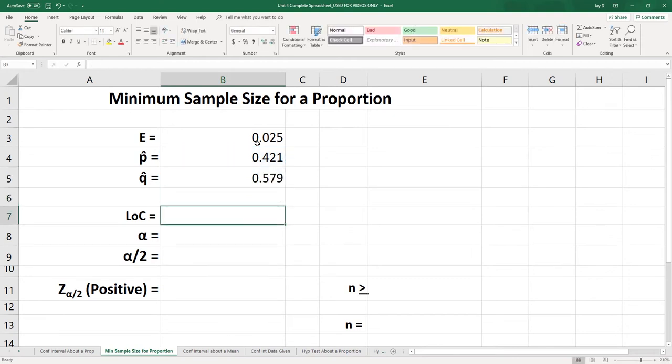My level of confidence, 0.92. My alpha value is 1 minus my level of confidence as a decimal. So that's going to equal 1 minus my level of confidence. Alpha over 2, obvious. Just divide alpha by 2.